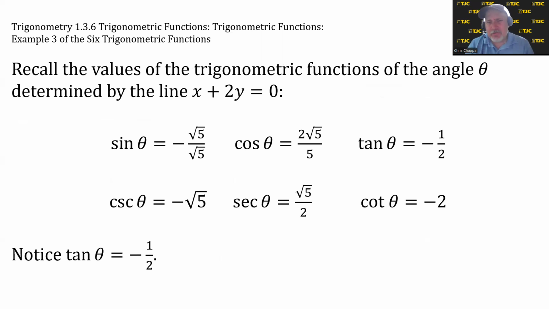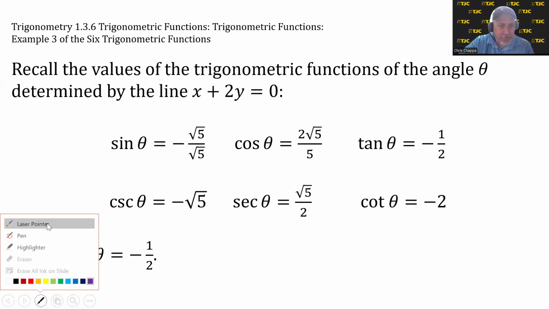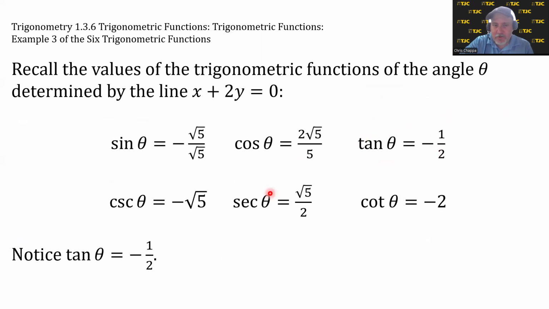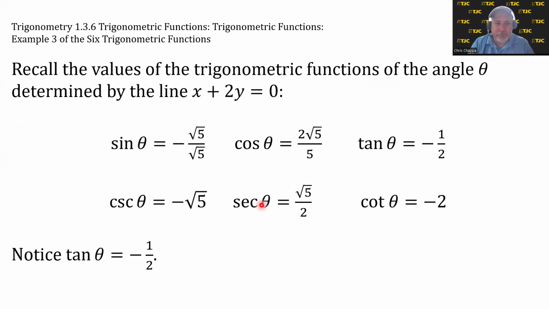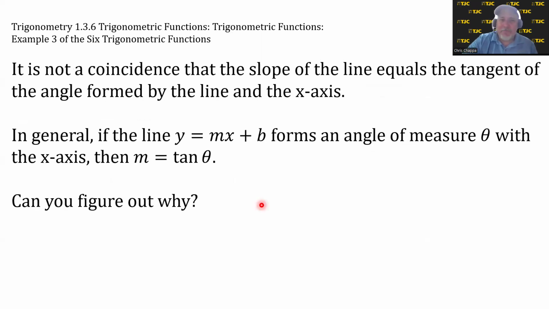Now recall the values of the trig functions on the angle theta determined by the line x plus 2y equals 0. And notice that tangent is negative 1/2 right here, just like the slope was negative 1/2. Coincidence? Hardly. It's not a coincidence that the slope of the line equals the tangent of the angle formed by the line and the x-axis.